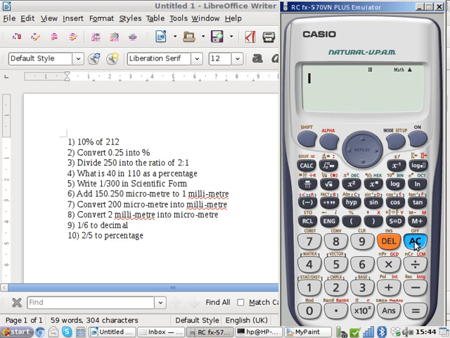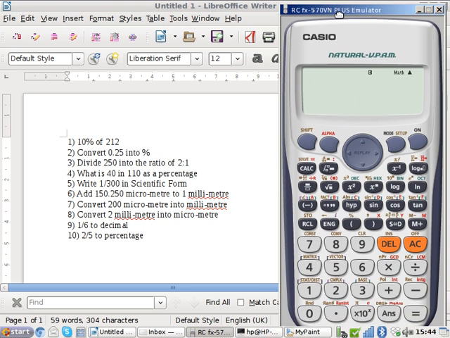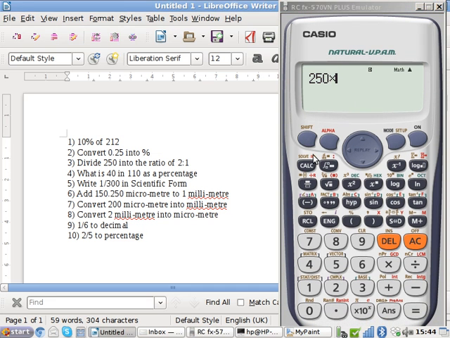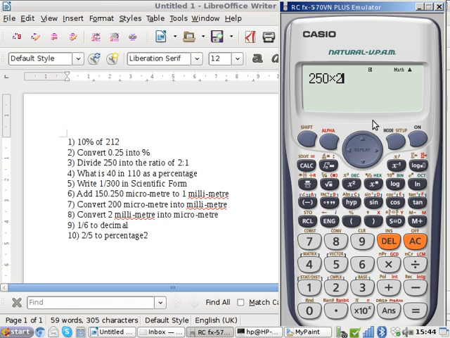The next thing, how to divide a number into a ratio. So for example, divide 250 into the ratio of 2 to 1. So in your head, you just add 2 and 1 together and have 3. So the first person in the proportion would get 250 times 2 over that total of 3. So 2 over 3, and that is 166.6 recurring. And the second person would get 250 times 1 over 3. So that would be 83.3 recurring.